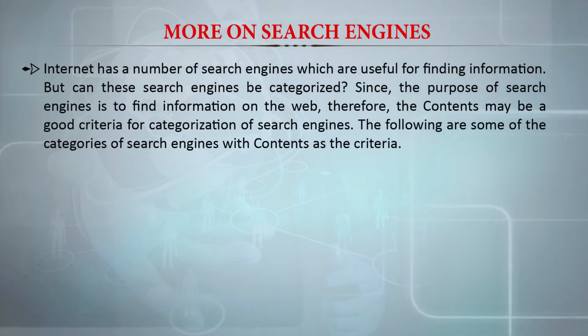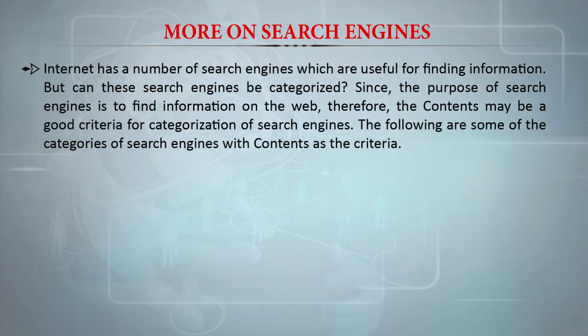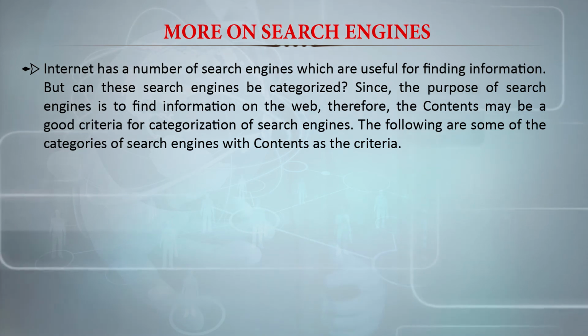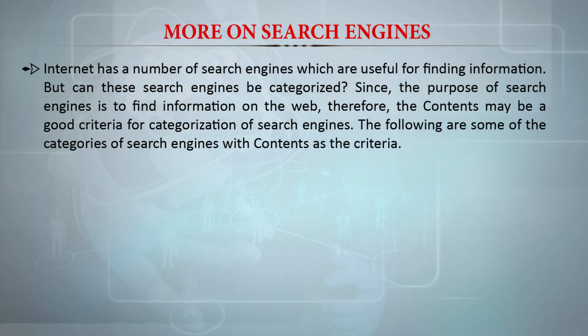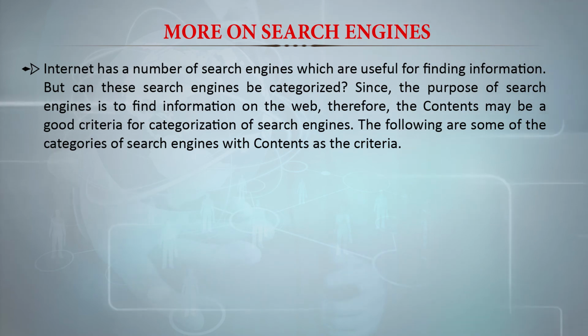The internet has a number of search engines which are useful for finding information, but can these search engines be categorized? Since the purpose of search engines is to find information on the web, the contents may be a good criterion for categorization of search engines. For example, here are some of the categories of search engines with contents as a criterion.